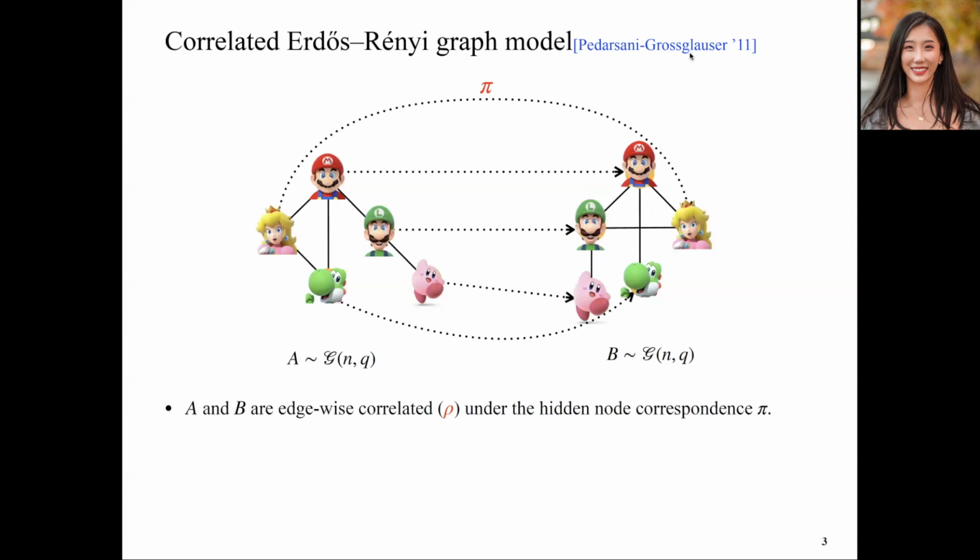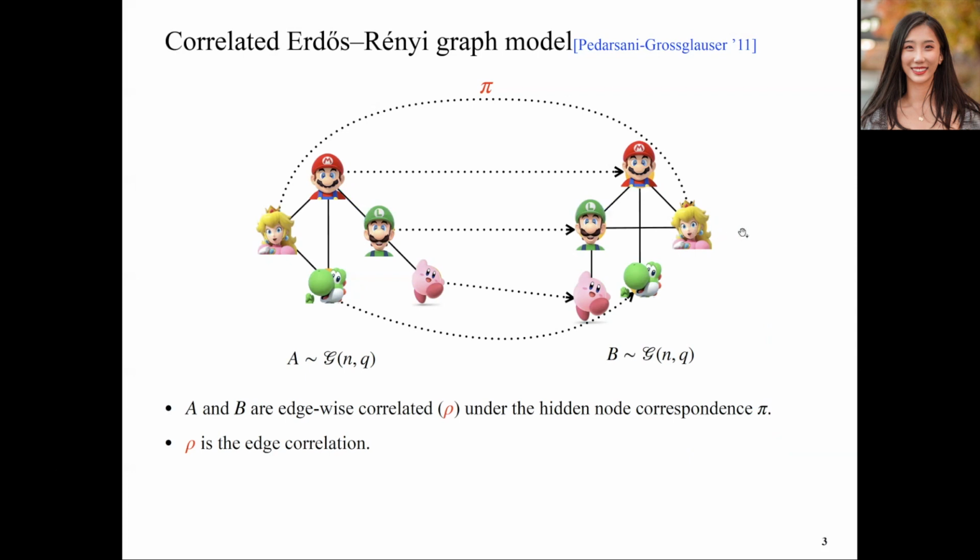And here we say that they're edgewise correlated in the following sense. For example, whether Mario and Luigi are friends on Facebook is correlated with whether they're friends on Twitter, and the correlation is captured by the parameter rho. In this example, rho is 0.8. That's why, if you take a closer look, these two networks do not look exactly the same. For example, Princess Peach and Luigi are not friends on the first network, but they're friends on the second network.